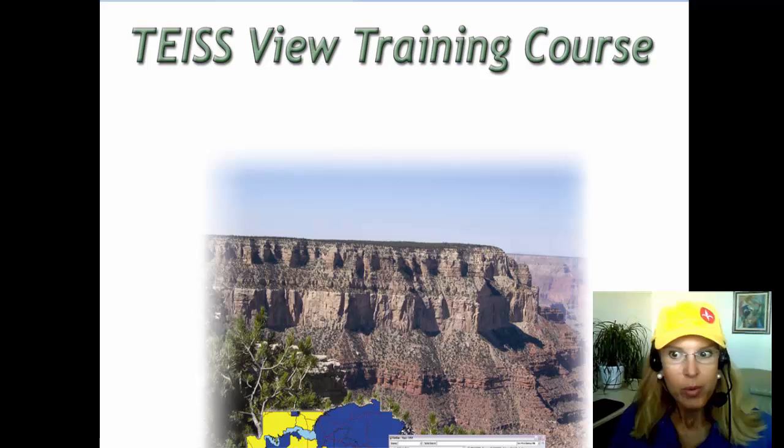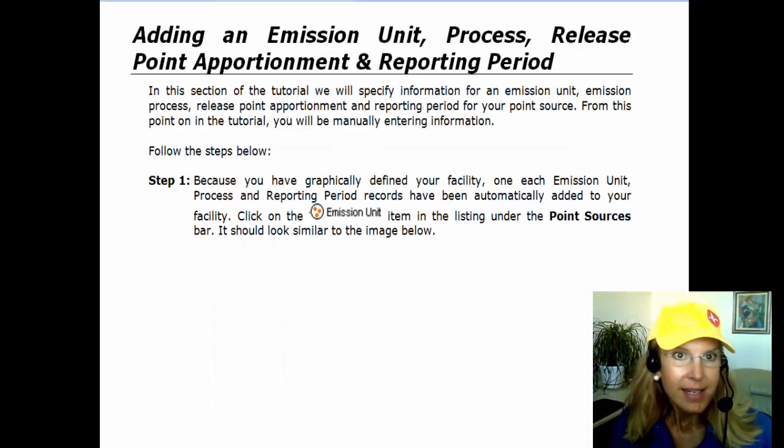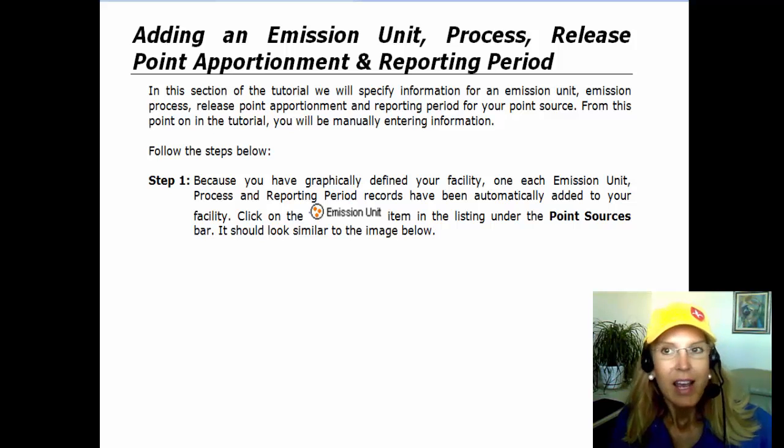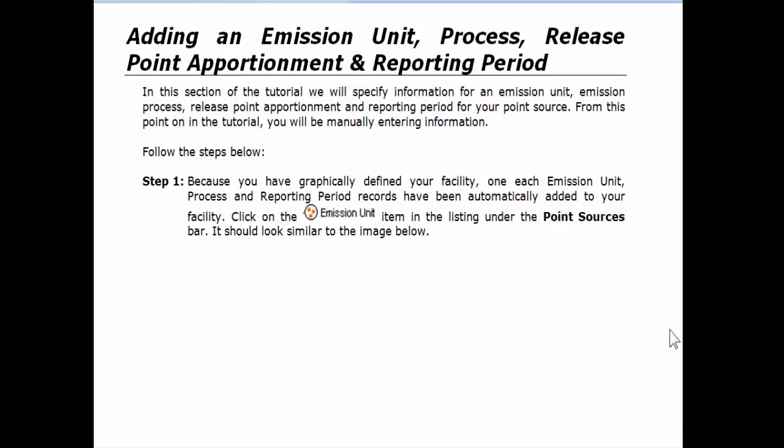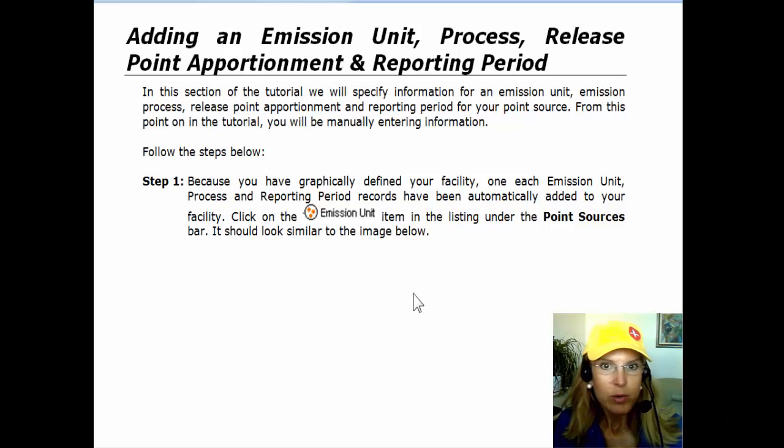So picking up on where we left off, we were on page 16, adding an emission unit, a process, which is extremely important, release point apportionment, which basically is how much of the emissions goes to different release points, and it may or may not be applicable to your sources, and the very important reporting period. Picking up where we left off, the directions are to click on the emission unit item, which I think is supposed to look like a boiler and looks like 3 eggs frying.